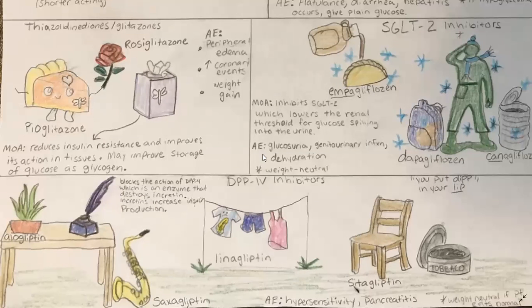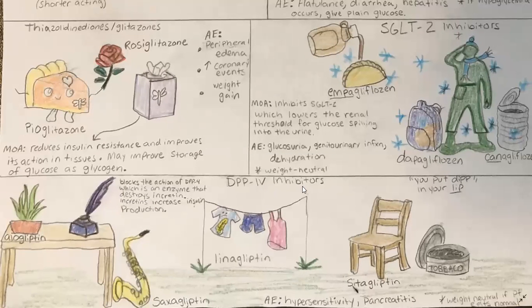So the last drugs on this page are our DPP4 inhibitors. So DPP looks like the word dip. And so remember, you put dip in your lip. So dip is tobacco, and you put it in your lip. Tobacco comes in tins. All of these drugs end in tin. So we'll start over here. We have an aloe plant for alogliptin, a saxophone for saxagliptin, linen on a line for linagliptin, and then a chair, because you sit in chairs, for sitagliptin.